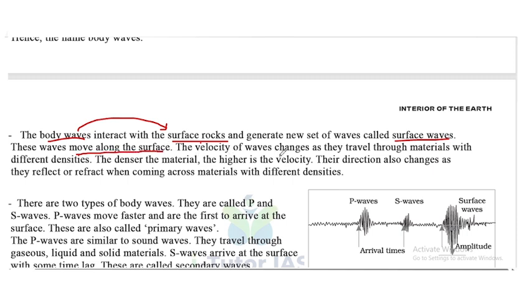The velocity of waves changes as they travel through materials with different densities. The denser the material, the higher the velocity. If the density is high, then the velocity is also high. The direction also changes as they reflect or refract when coming across materials with different densities.